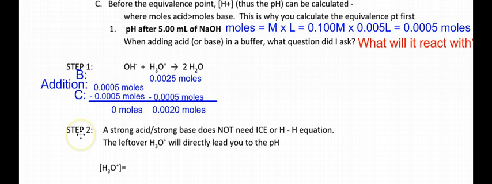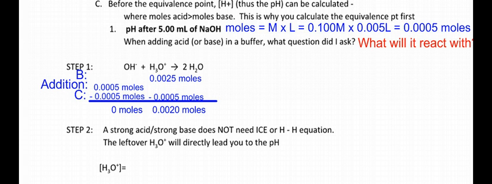Now look at my step 2. It says a strong acid, strong base does not need an ICE table or the HH equation. Is this an equilibrium setup? Now the answer is no. This is not equilibrium. This is strictly stoichiometry. So this is the key number that we're going to be looking at. I really don't care how many moles of water I have. It's not an equilibrium setup. I don't have a buffer setup. That's going to come later. But for right now, I don't have any of that. So I do not need any of this setup.